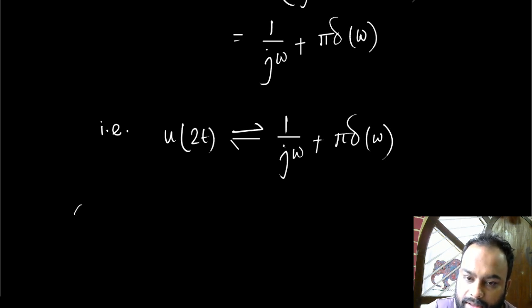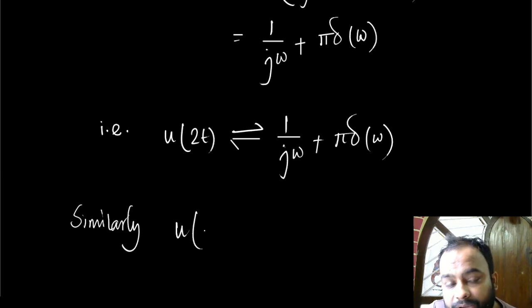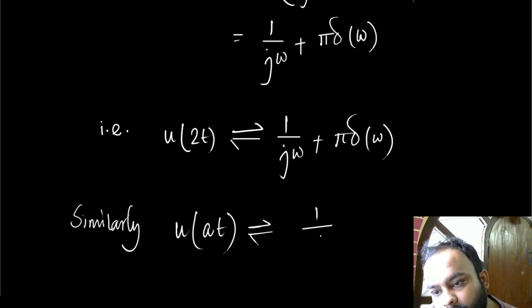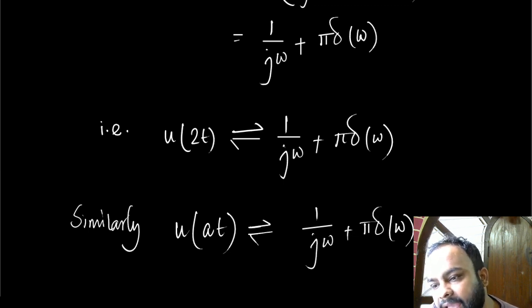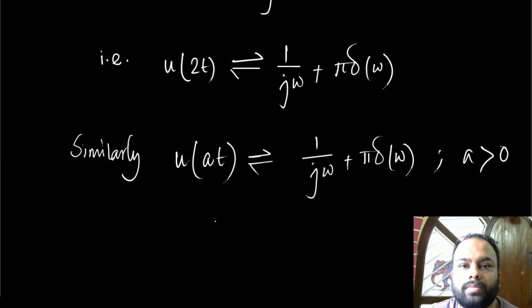Similarly, the Fourier transform of u3t, 4t, 5t, 5.5t or any t, for example, the Fourier transform of uat, is 1 by j omega plus pi delta omega as long as a is positive. Okay, so if I'm taking the Fourier transform on this, and I get to see these frequency constituent components, I don't see any difference. But why do you think that is so?